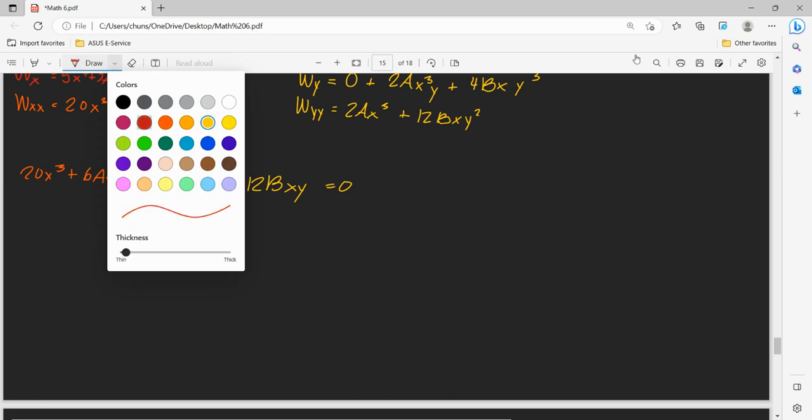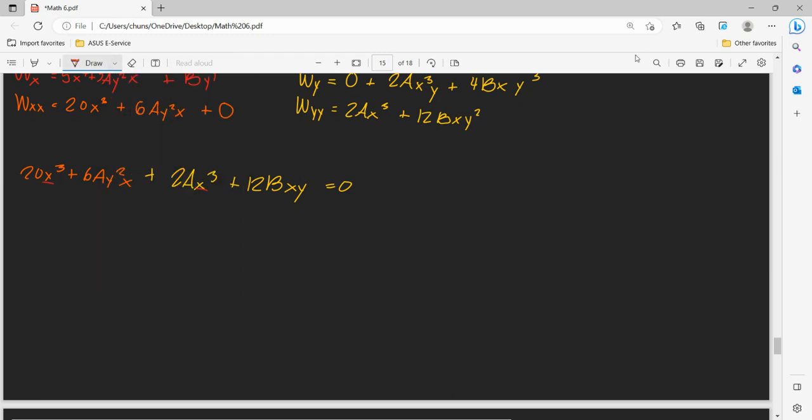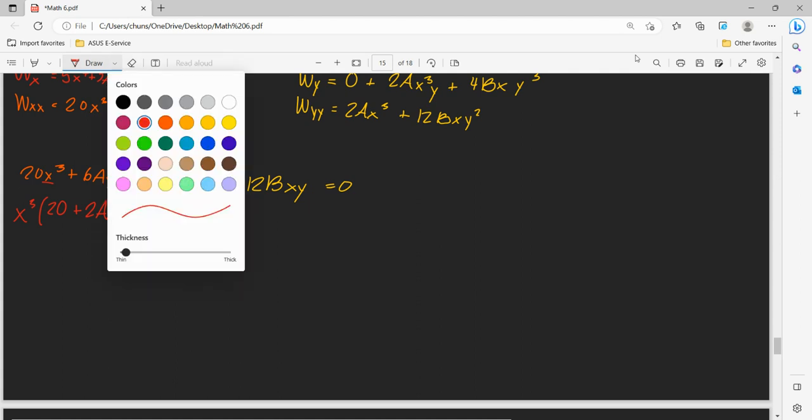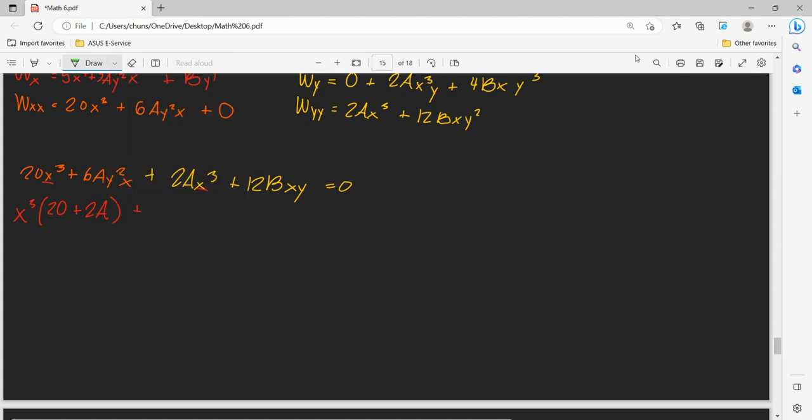So we can see that we have an x cubed here. So let's separate that out, and this is 20 plus 2a. And we also have x and y. So we're going to take the x and y out. This leaves 6ay plus 12b equal to 0. And now we're going to just take each of the components inside and equate them to 0.